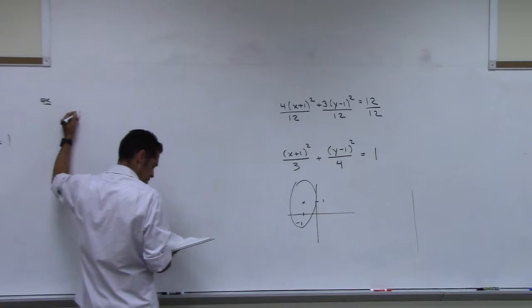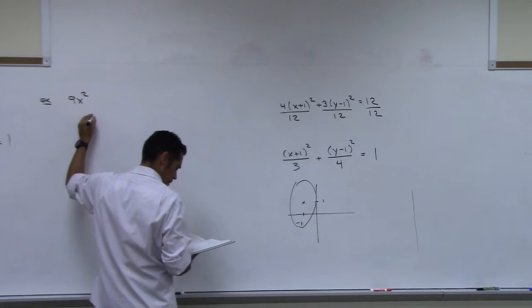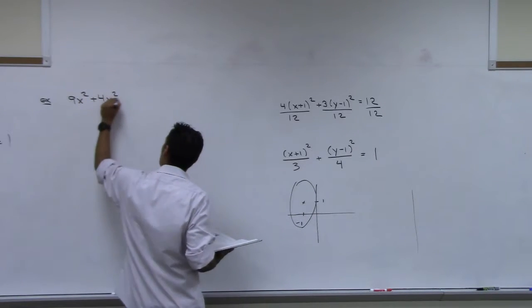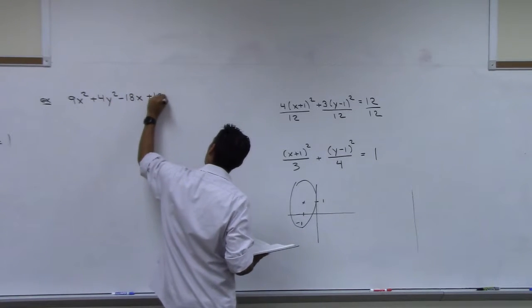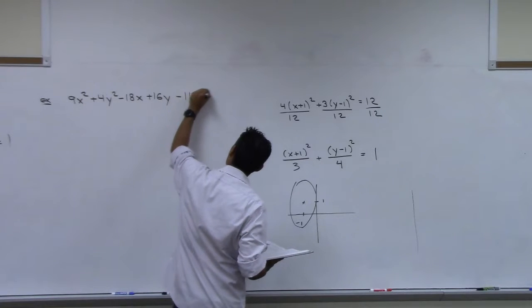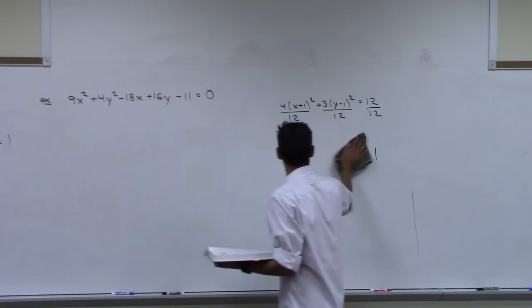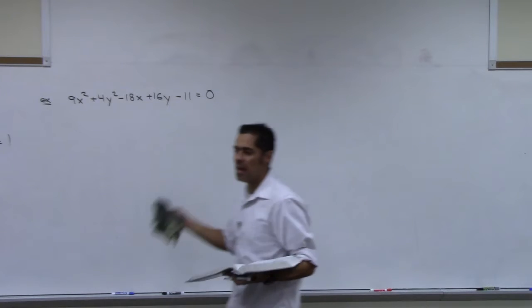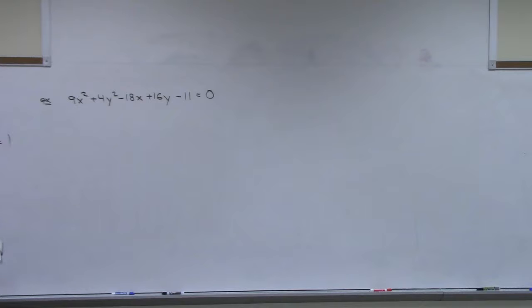Okay, the first one is going to be 9x squared plus 4y squared minus 18x plus 16y minus 11 equals 0. I would like for you to put that into standard form. It's an ellipse, okay? I'm telling you that.